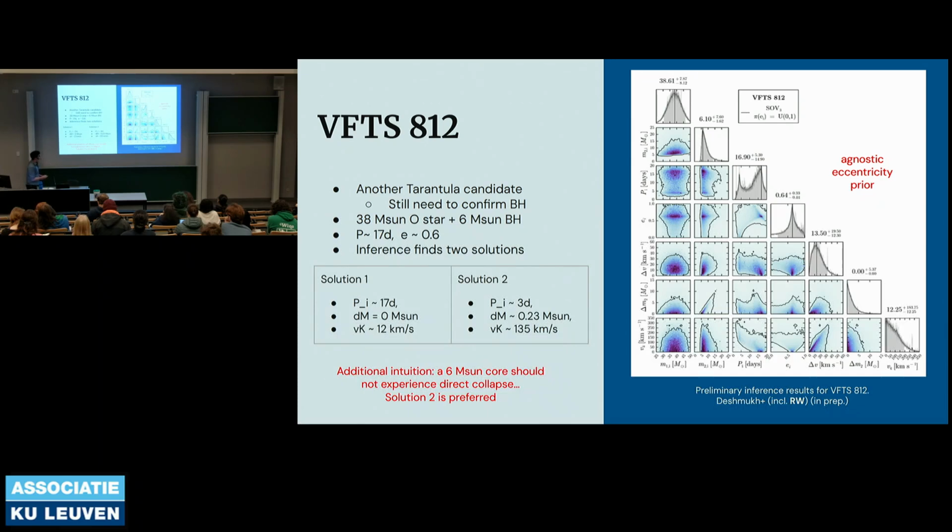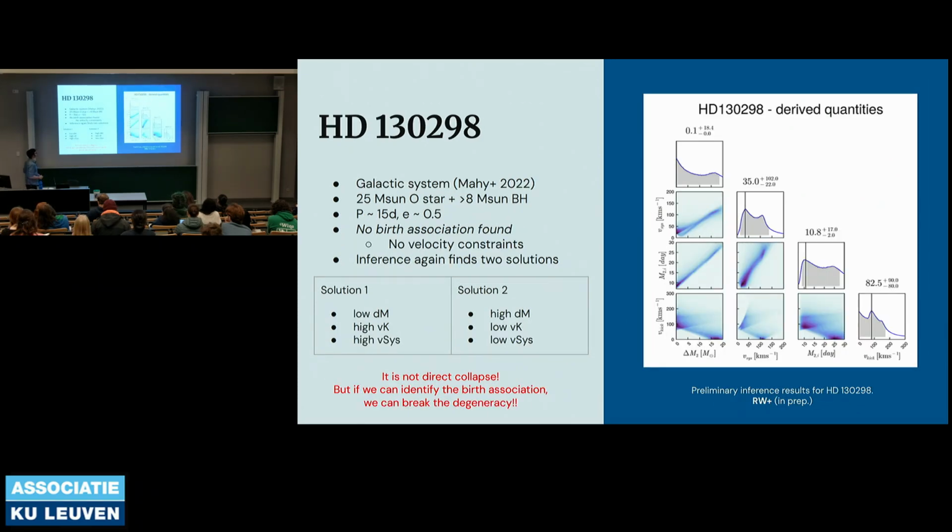Yes, we also have HD 130298. This is a galactic system discovered by Laurent Mahy a couple years ago. This is again a 25 solar mass O star with about an 8 solar mass black hole. Typically the black hole mass is a lower limit, but these masses look a lot like VFTS 243. The period is a little bit longer at 15 days, and the eccentricity is about 0.5.